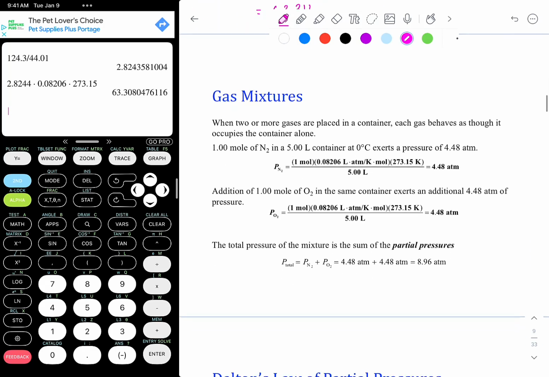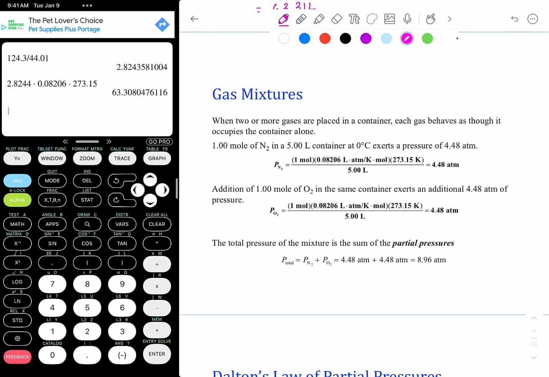I want to talk about gas mixtures. So we've talked about individual gases and how they relate to the gas laws. Those are typically talking about one gas itself and how changing the variables will change the gas, or how we can find the individual variables for a specific sample of gas. Now we want to talk about two or more gases that are forming a mixture.